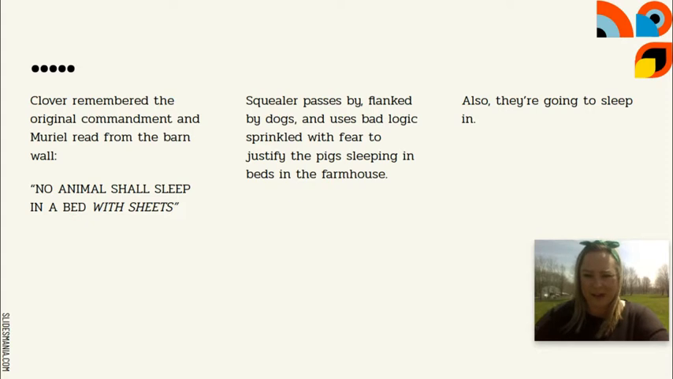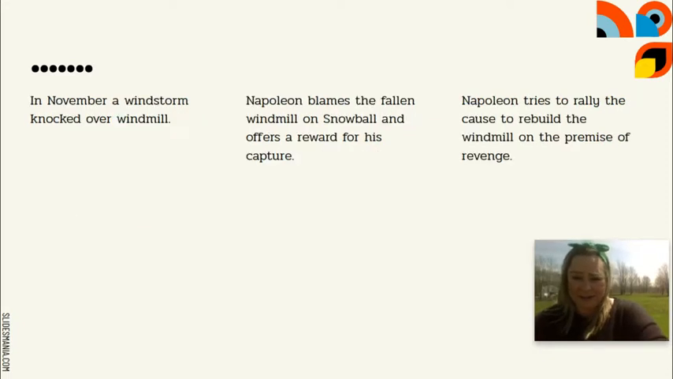So, right off the bat, he again is employing fear and bad logic to try to justify what the pigs are doing. And they're also going to start sleeping in for an extra hour just to get some extra rest for their brains. So the pigs are not only contributing absolutely nothing in terms of manual labor on this farm. Instead, they're the supervisors and the managers. They're also going to get an extra hour of rest, and I'm sure they're getting extra benefits as well.